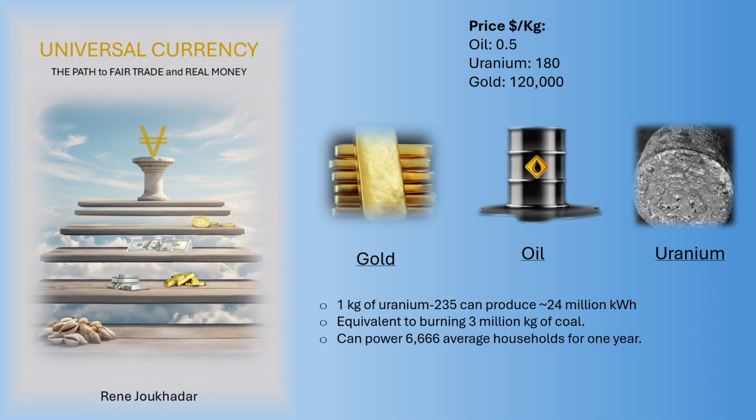Uranium, on the other hand: 1 kilogram of it can produce 24 million kilowatt hours of energy, equivalent to burning 3 million kilograms of coal, and can power 6,666 average households for 1 year. Then why is gold almost 700 times more expensive than uranium? You cannot power anything with it, neither machine nor man.